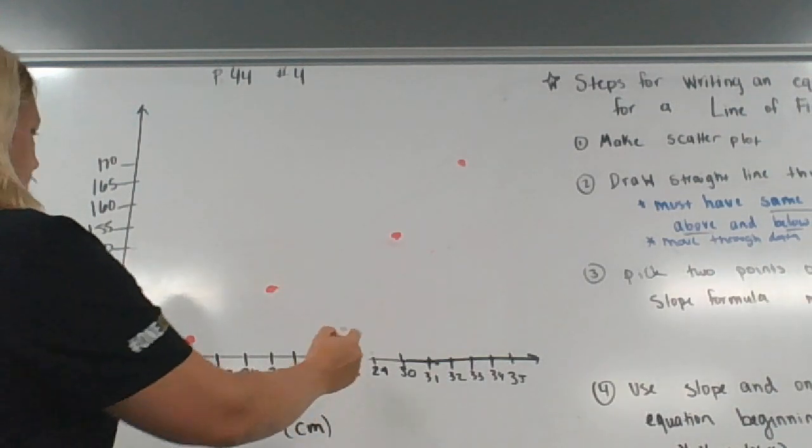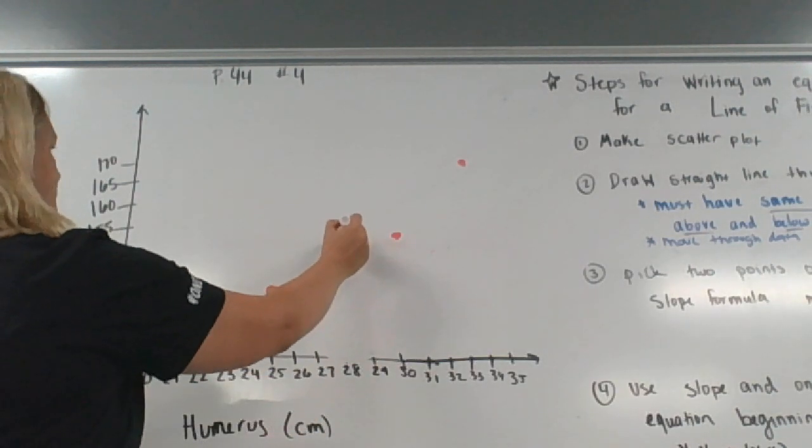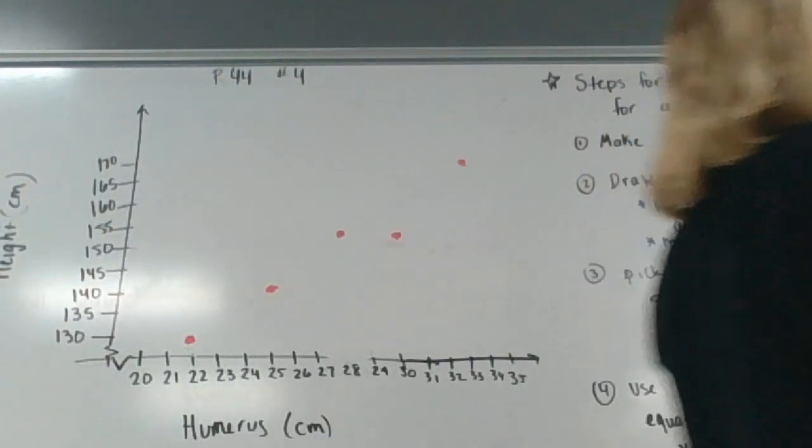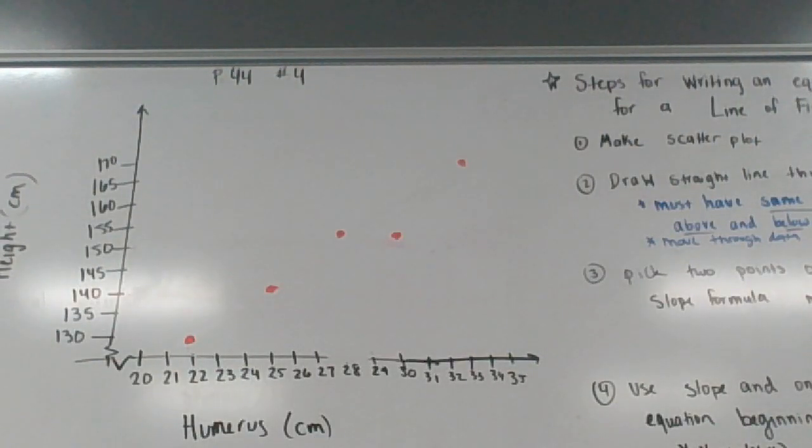28, 152. Plotting those as ordered pairs. This is the X, and this is the Y. X and Y ordered pairs. So this would be 33, 166. And then this one would be 27, 145. Finding all of those points.